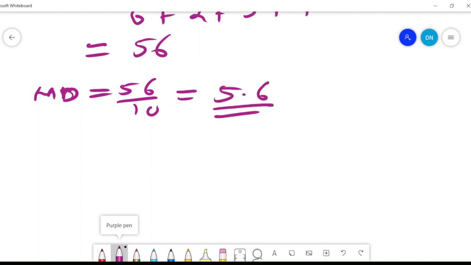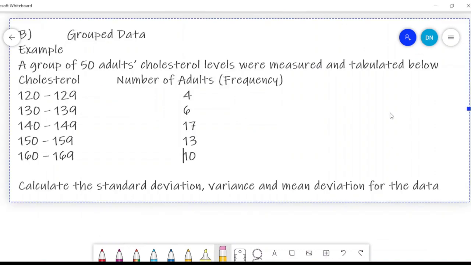So that is how we get the measures of dispersion for ungrouped data. For the second part, we want to look at grouped data. We have an example of 50 adults whose cholesterol levels were measured and tabulated below. For those who had a cholesterol level between 120 and 129, there are 4 adults. 130 to 139, there are 6. 140 to 149, there are 17. 150 to 159, there are 13. And 160 to 169, there are 10. We are told to calculate the standard deviation, the variance, and the mean deviation for the data.